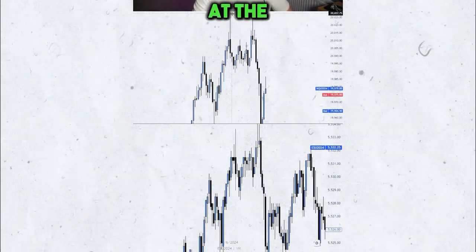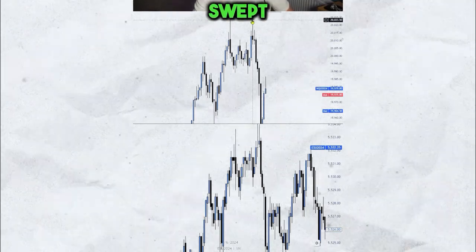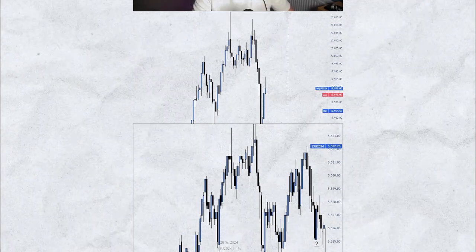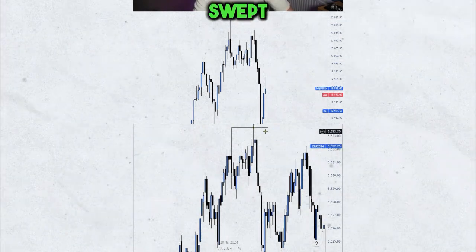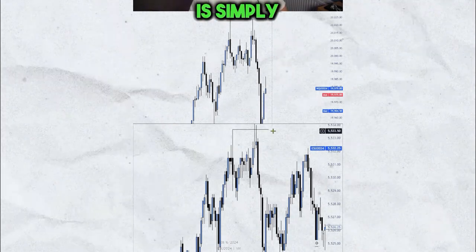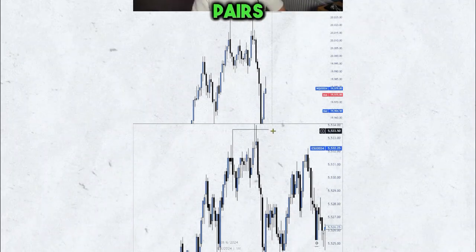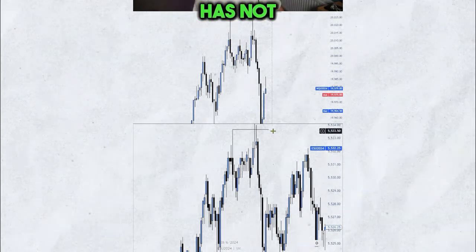If we are looking at the Nasdaq here, as you can see, this wick of the candle has not swept the high at 1023, whereas if we are looking at the ES chart, as you can see, the wick of this candle here has swept this high. Now, this is simply a bearish SMT in the market because one of the correlating pairs has swept a high in this example, and the other correlating pair has not swept that high.